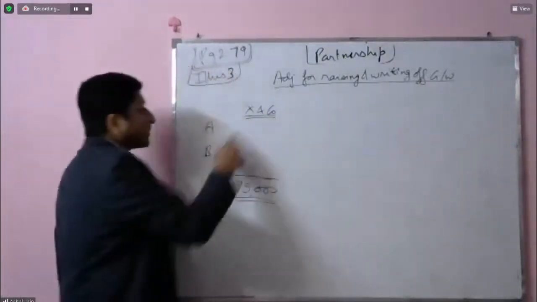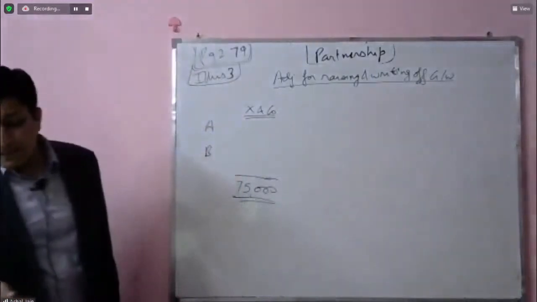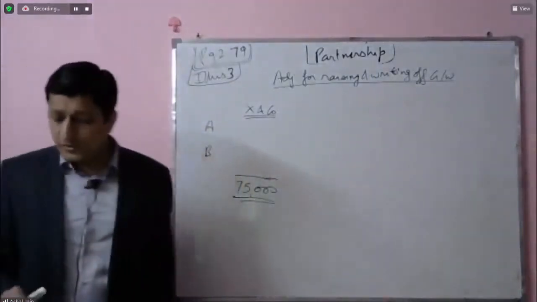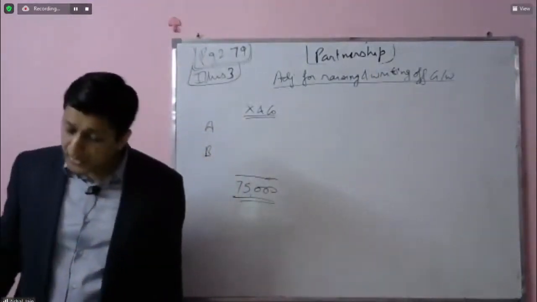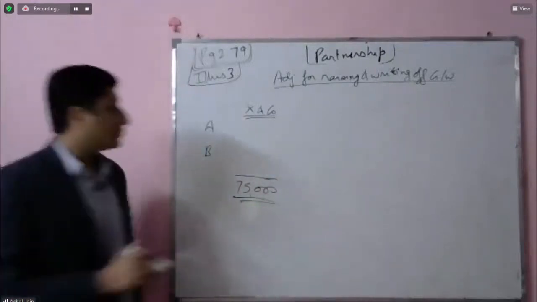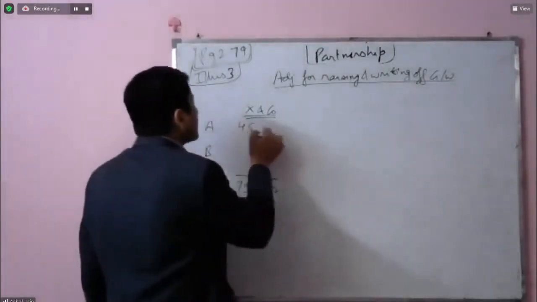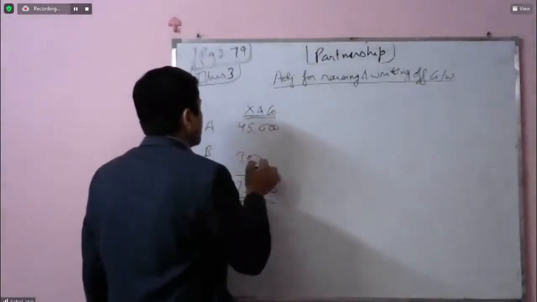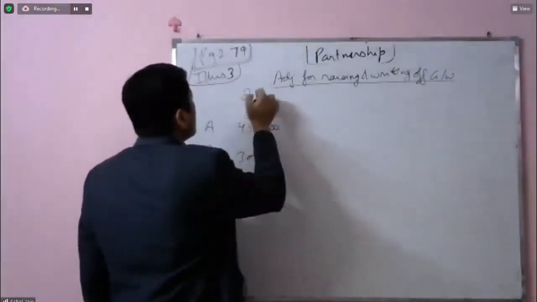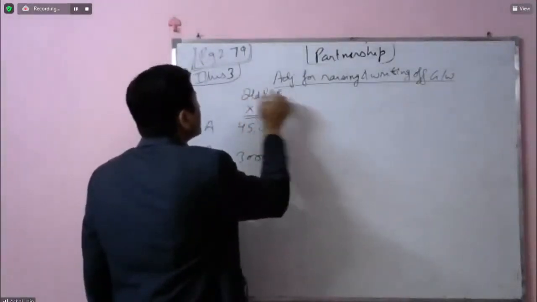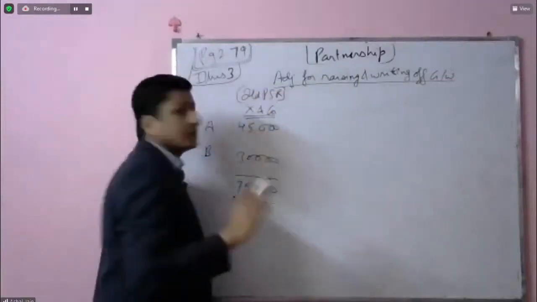How will the 75,000 get distributed between A and B? In their profit sharing ratio. So what's the profit sharing ratio for A and B? 3:2. 45,000, 30,000. Old profit sharing ratio. Correct?